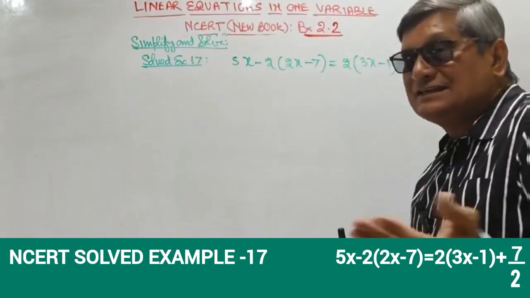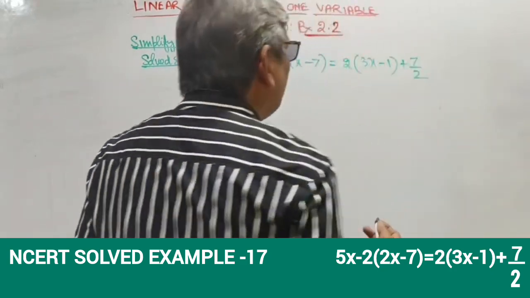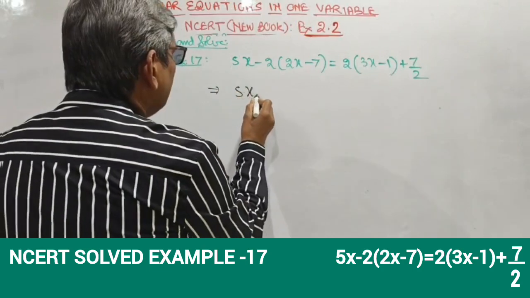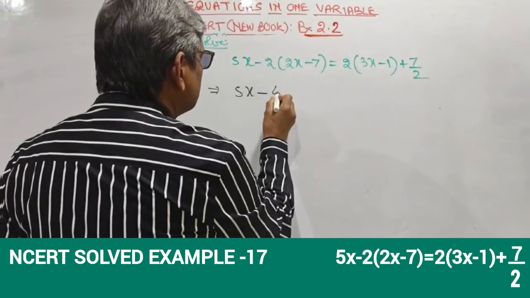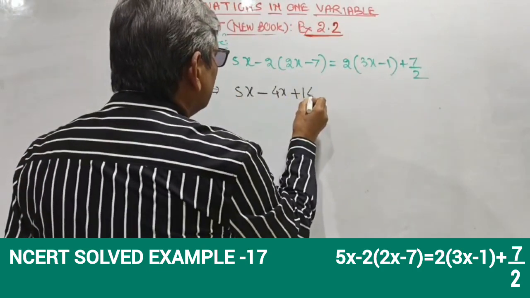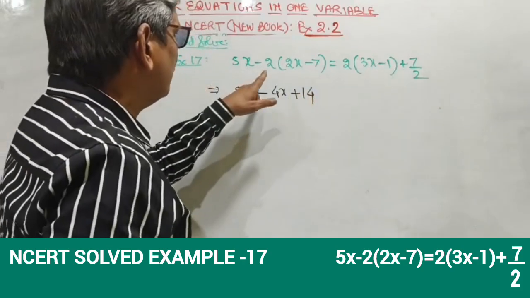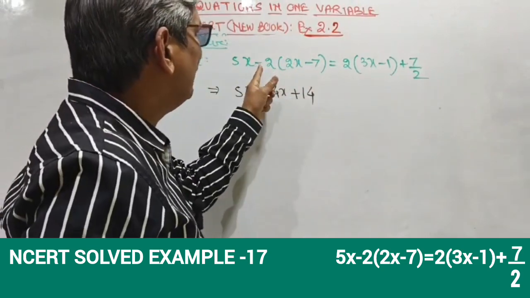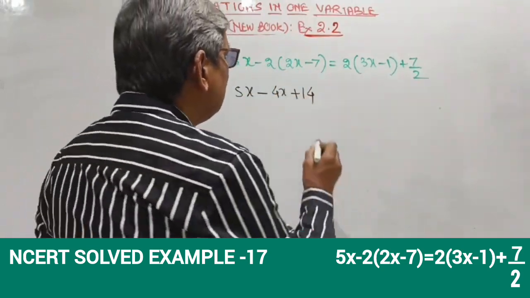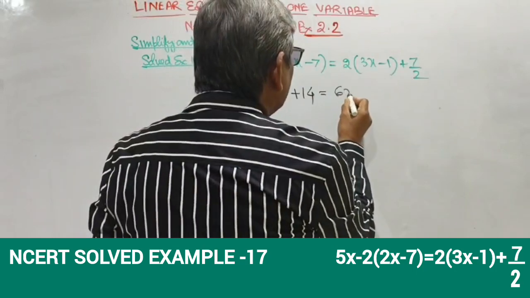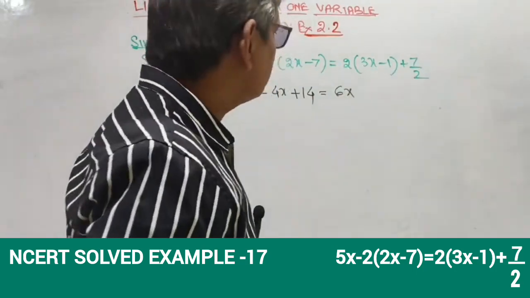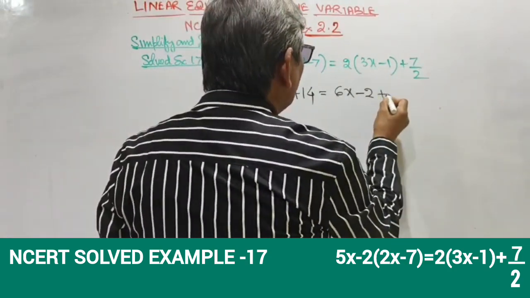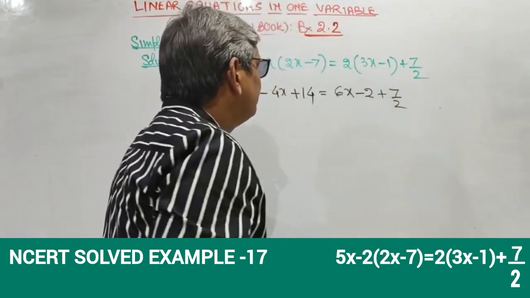When we are given this one, let's see how actually we can go. Let's simplify. While simplifying, you can write it as 5x minus 2 into 2x minus 4x plus 14. Just see what I am doing. This minus 2 is taken inside, it becomes 2 into 2x, which is minus 4x, minus minus plus is 14, is equal to 2 into 3x, which is 6x, minus 2 plus 7 by 2.